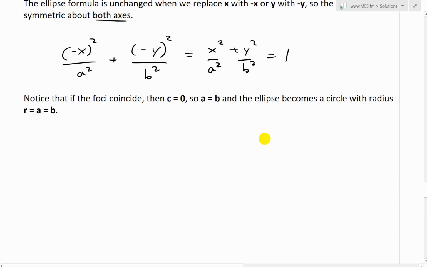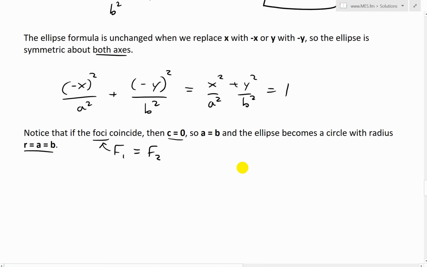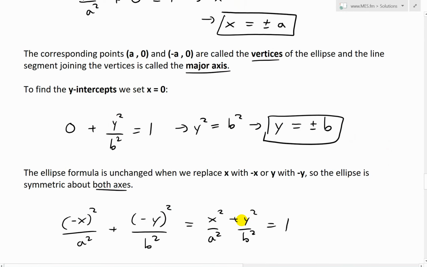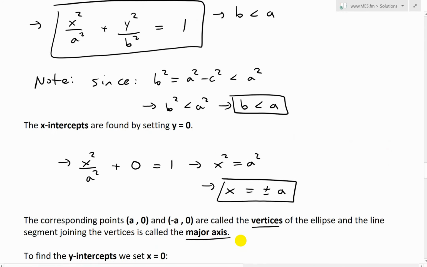Also notice that if the foci coincide, it means f1 is basically the exact same point as f2. If we get this situation, then c, the distance to the origin, is going to be 0. And I'll show you that in a bit. So a equals b and the ellipse becomes a circle with radius r equals a equals b. You can see that c is going to be 0 because if these coincide, they just have to go into the center, the origin over there, so c is 0. So this is when we get a circle.